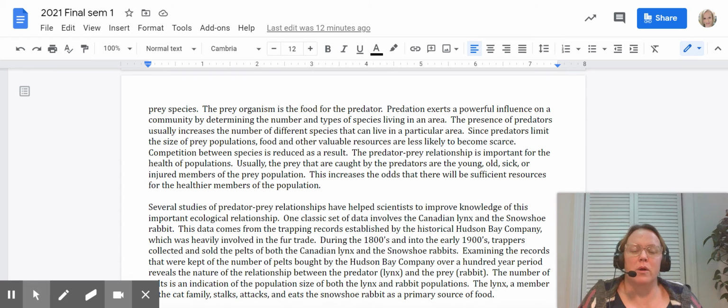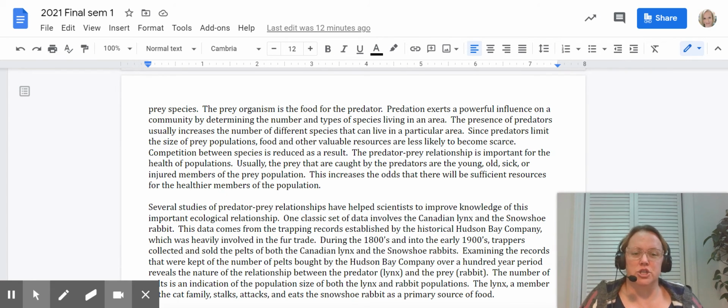Predation exerts a powerful influence on a community by determining the number and types of species living in an area. The presence of predators usually increases the number of different species that can live in a particular area. Since predators limit the size of prey populations, food and other valuable resources are less likely to become scarce. Competition between species is reduced as a result.